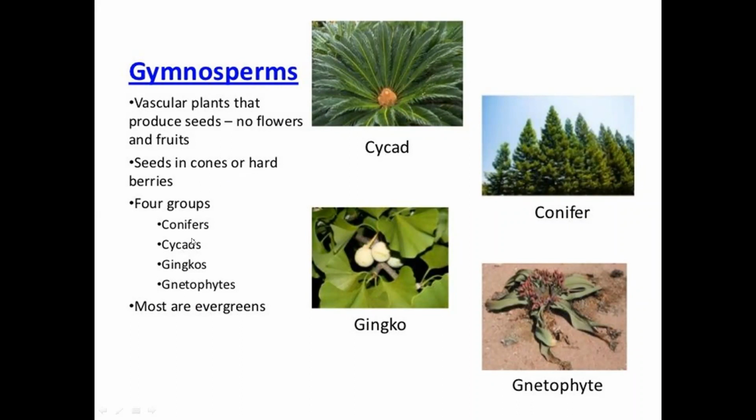There are 4 groups: conifers, cycads, ginkgos, and gnetophytes. Most are evergreens, so almost all the time they will be green in color. This plant you must have seen in the cemetery. Then there is the Christmas tree.